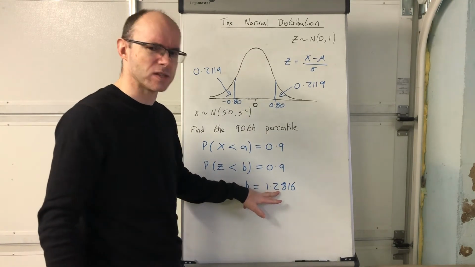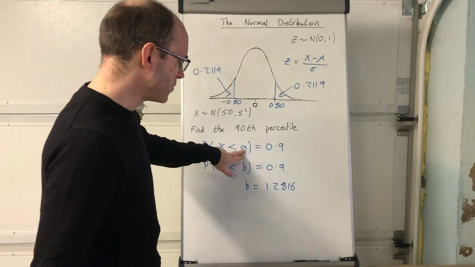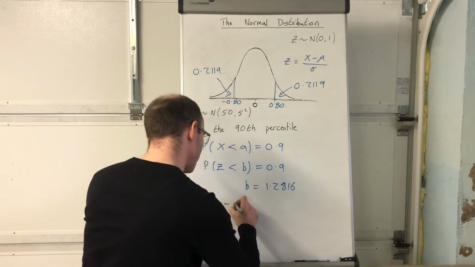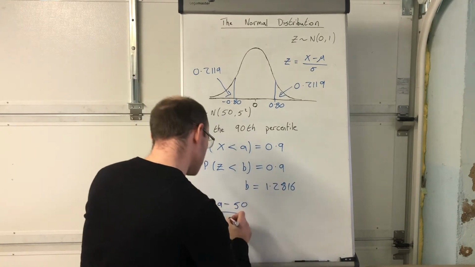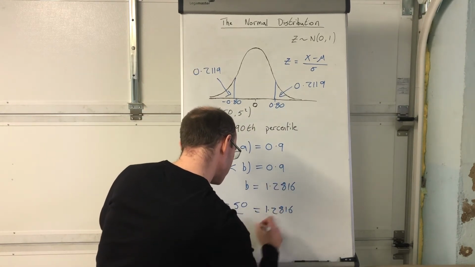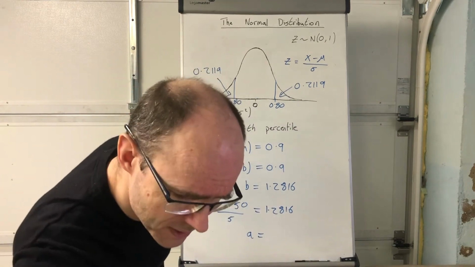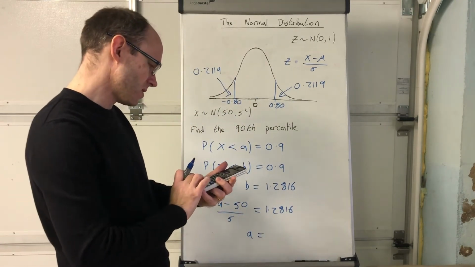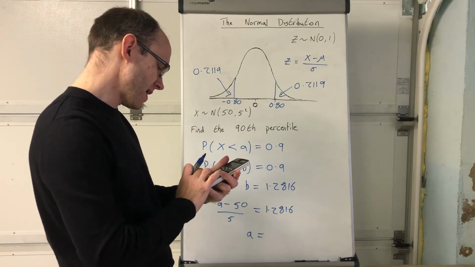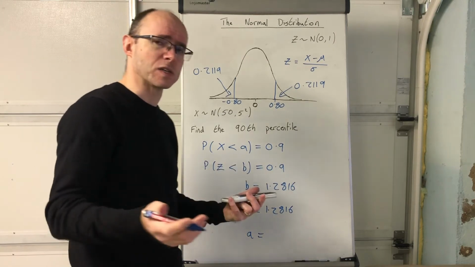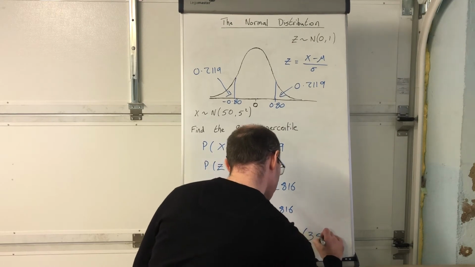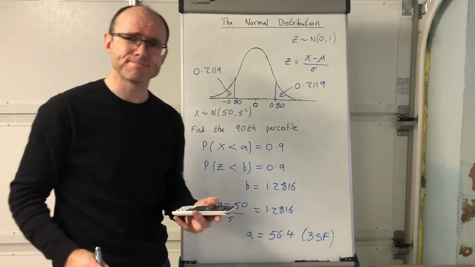B is 1.2816, okay. So this value there, using our coding then, we must have A minus mu, which is 50, over sigma, which is 5, that must be the 1.2816, and we just have to work out A from that. So calculator time again, 1.2816 multiplied by 5, add on 50, and it gives us 56.408. So I'm going to put that as 56.4 to three significant figures. Okay.